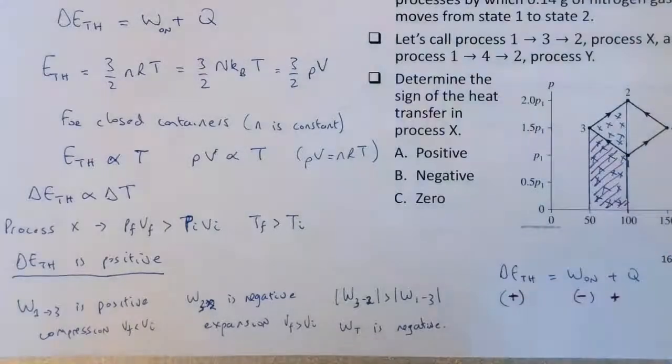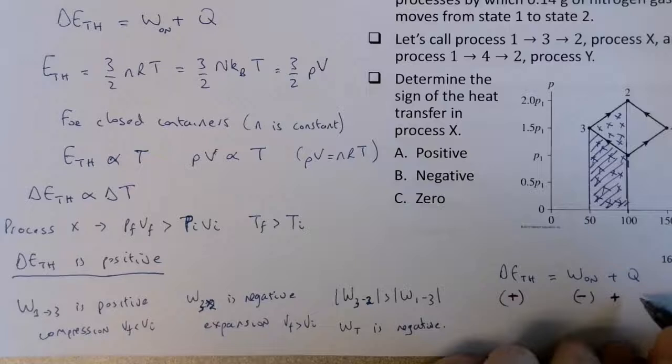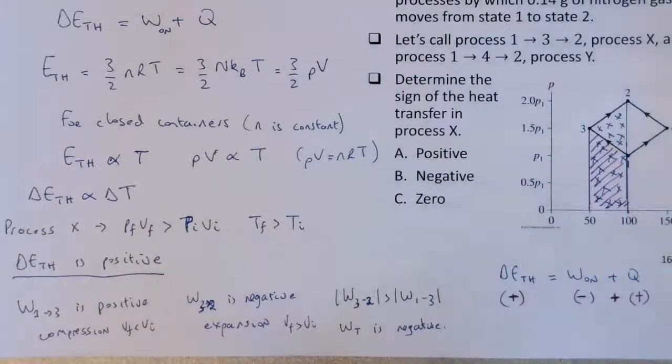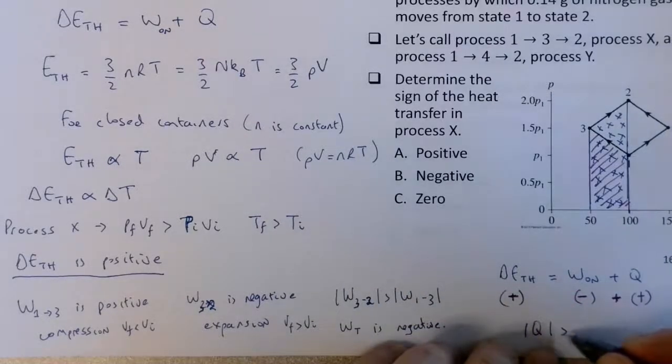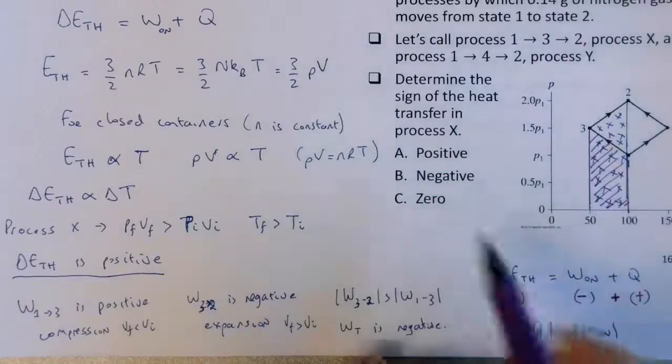So you can ask yourself, we have a positive change in the thermal energy of the gas, even though there's a net negative work done on the gas. For that to happen, Q must be positive, and not only positive, but larger in absolute value than the work done on. So this positive has to first counteract all of that negative work, plus have a greater amount to increase the thermal energy of the gas. So we can also state that Q is larger than the work on in this process X.